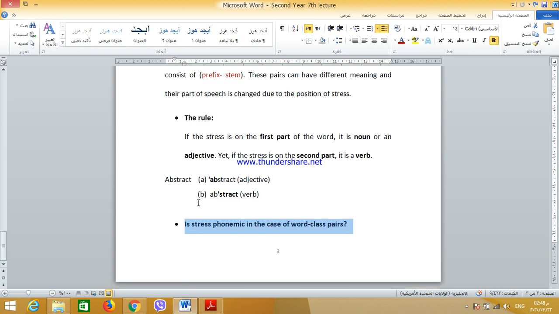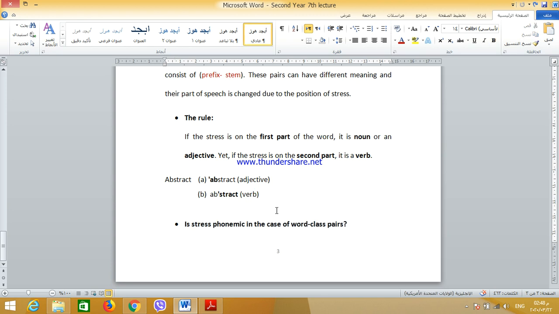Here we have an example, the word abstract. This word can be pronounced in two different ways. If we put stress on the first syllable, it is an adjective, abstract. But if we put it on the second part of the word, it's going to be abstract, which is a verb.